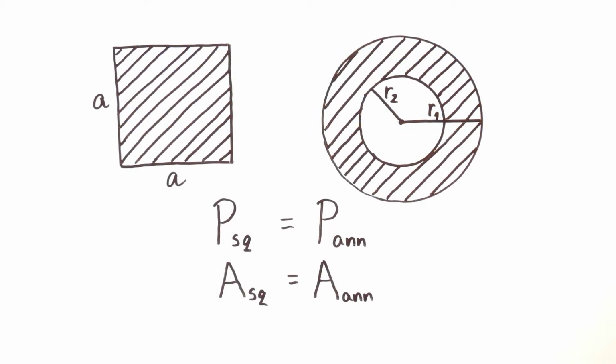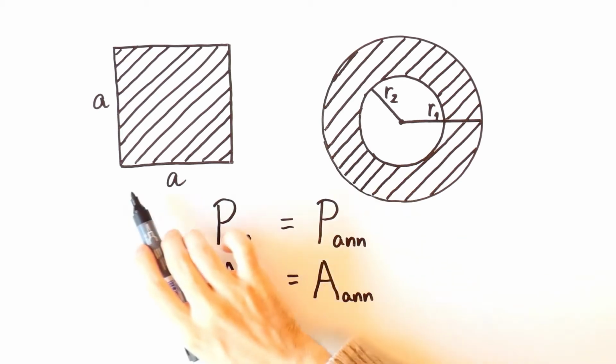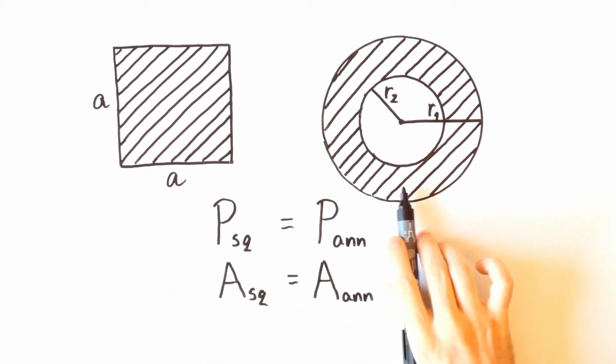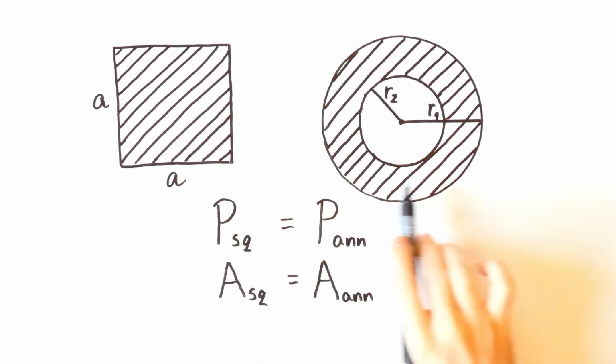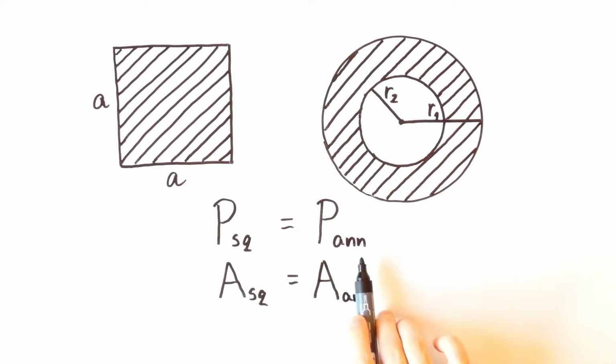In this video, we'll take a look at the following problem. Suppose that we have a square and we want to find a circular ring, which is also called an annulus, so that the square and the annulus have equal perimeters and equal areas.